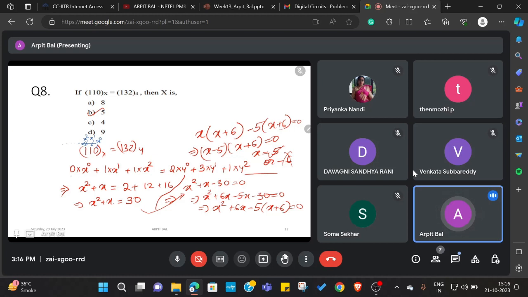So the same thing we do here. 0 into x power 0, 1 into x power 1, 1 into x power 2 equals, same thing here, 4 power 0 into 2, 4 power 1 into 3, 4 square into 1. Okay, we will equate both the sides and arrive at an equation like this. So this is a quadratic equation. We'll try to find the solution of this equation. Okay, we will solve. We will get two values, 5 and -6, but -6 cannot be a base, so 5 is the answer to this question.